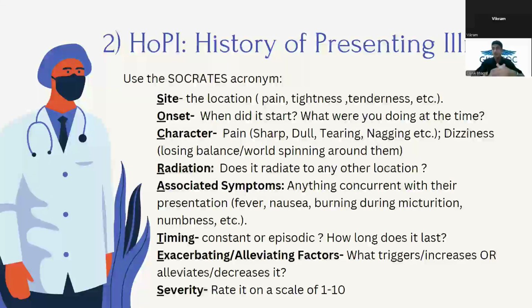The character. What is the character of the pain? And you can say the character of the dizziness. You can characterize dizziness, yes. Whether they were losing balance, like they were walking and they couldn't walk in a straight line, something like that, or they felt like they were just staying still.